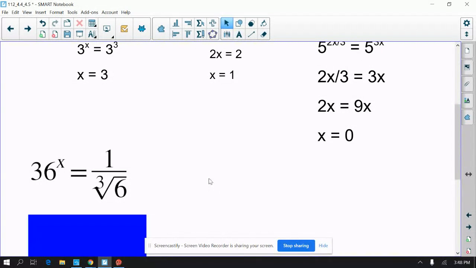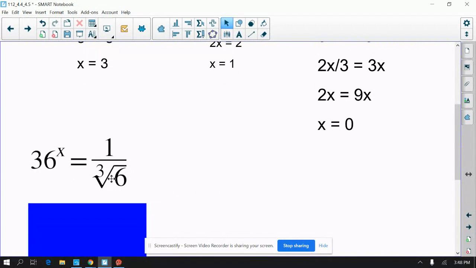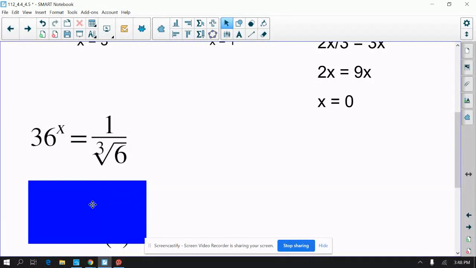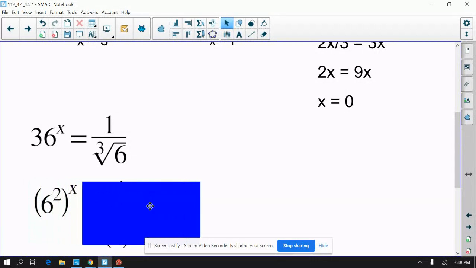Oh, what about this one? What is the common base? What is the base that is a part of 36 and this crazy number? And the answer is 6. 36, I'm sure you know, is 6 squared. So 36 to the x is 6 squared to the x. But what is this? How can I write this as a base 6?